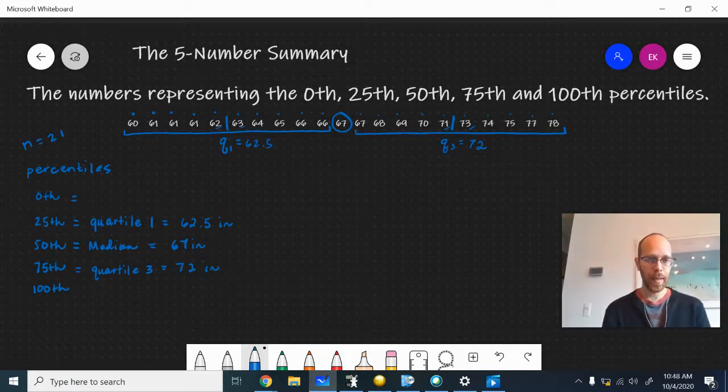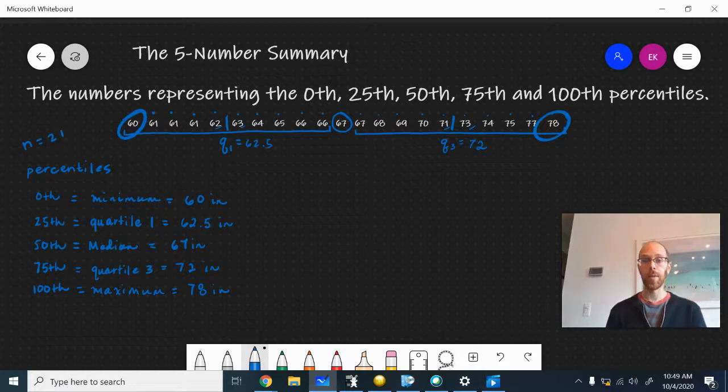The last 2 are simple. The 0th is the minimum. Okay. Now, I know we talked last time about how there is no 0th percentile. But for our purposes here, this is the best answer we can give. So the minimum is 60 inches tall. That's 5 feet. And the 100th will be the maximum, which would be 78 inches tall, also known as 6'6". So there's your 5-number summary: 60, 62.5, 67, 72, 78.